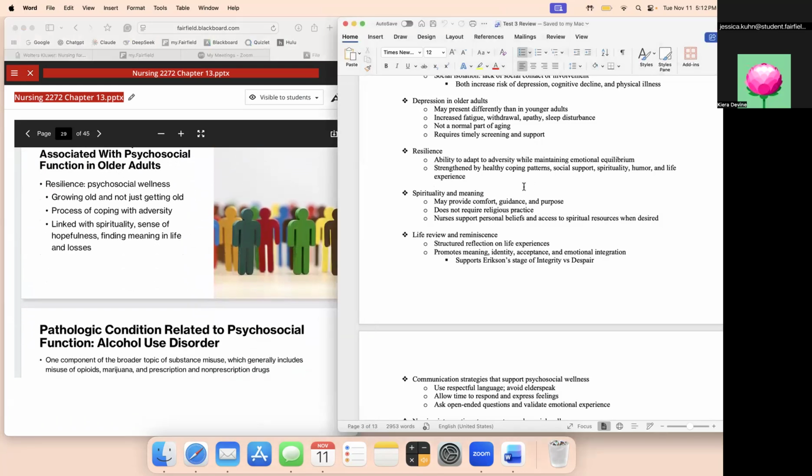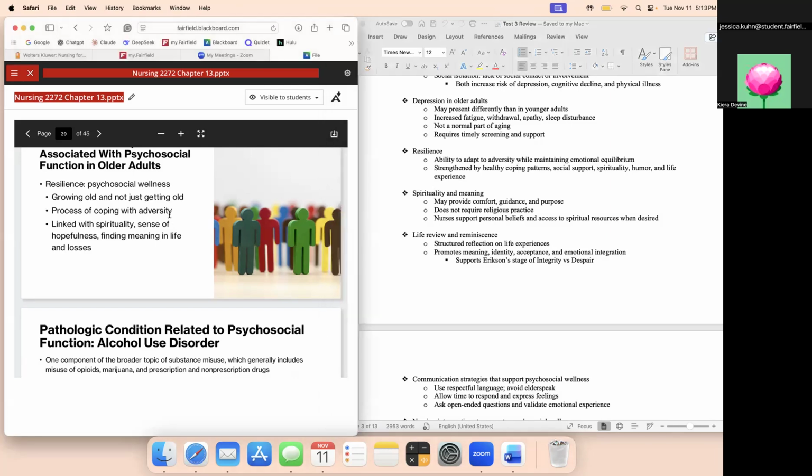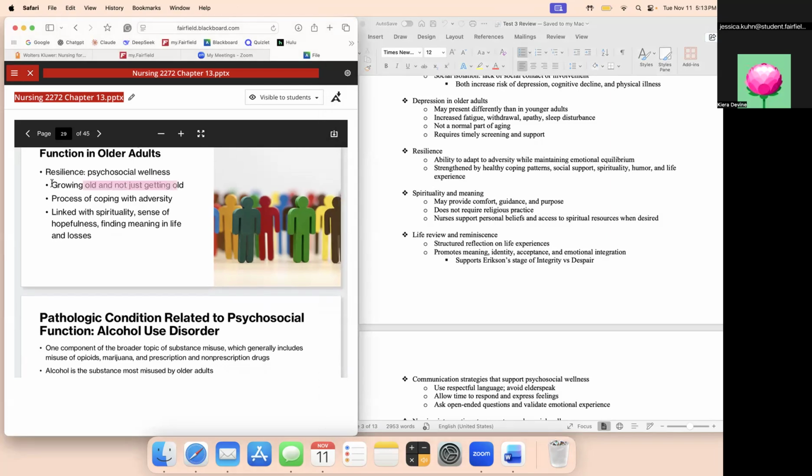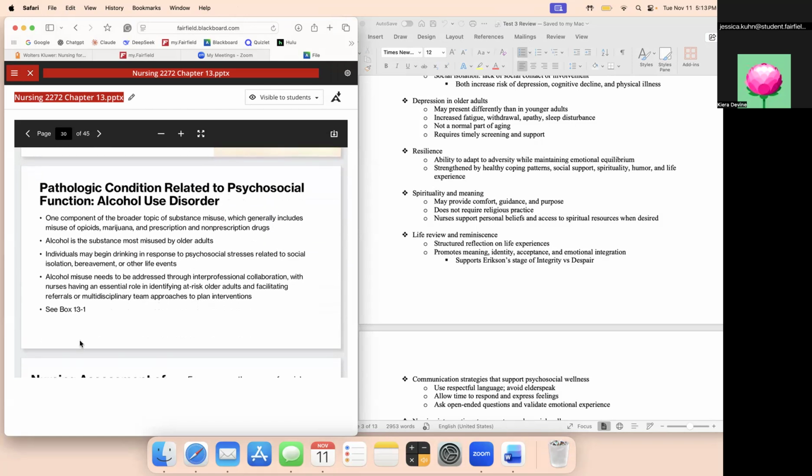Resilience. Resilience is the ability to adapt to adversity while maintaining social emotional equilibrium. It's not being thrown by, like what we said before, that over occurrence of stressors. And this is strengthened by healthy coping mechanisms, social support, spirituality, humor, and life experience. This is also referenced here as the idea of growing old, not just getting old. And it's linked with these healthy coping mechanisms. She once again refers to that box 13-1.